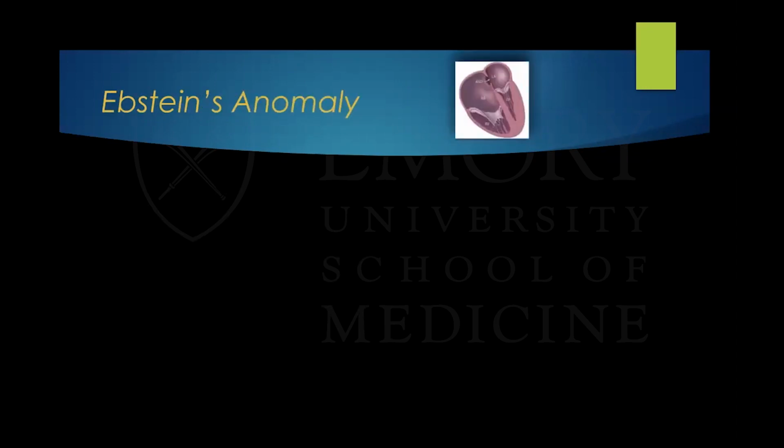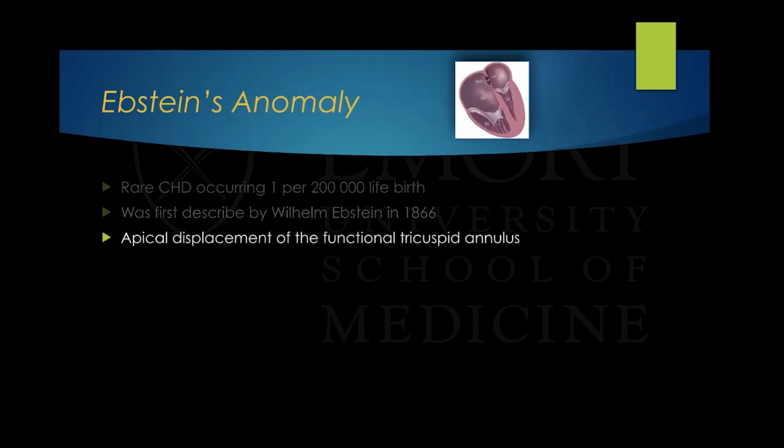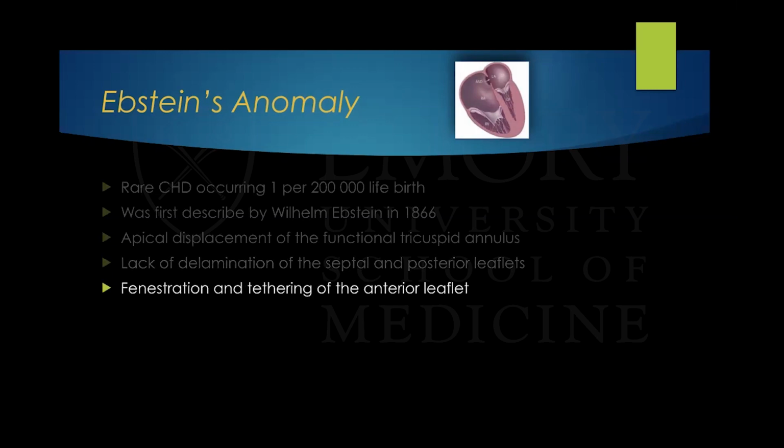So starting with the Ebstein anomaly, this is a rare congenital heart disease occurring 1 per 200,000 live births. It was first described by Dr. Ebstein in 1866. And it's characterized by an apical displacement of the functional tricuspid annulus and has lack of delamination of the septal and posterior leaflets of the tricuspid valve. And usually the anterior leaflet is fenestrated and tethered.